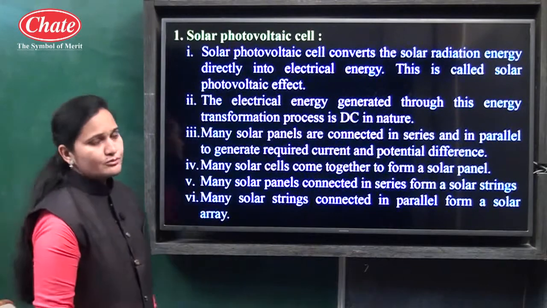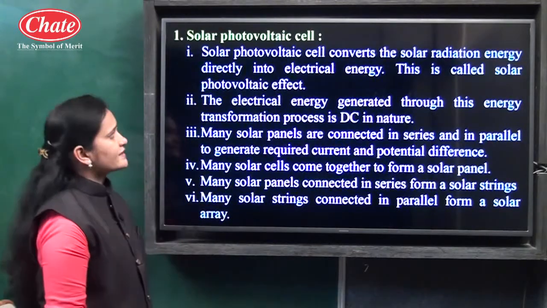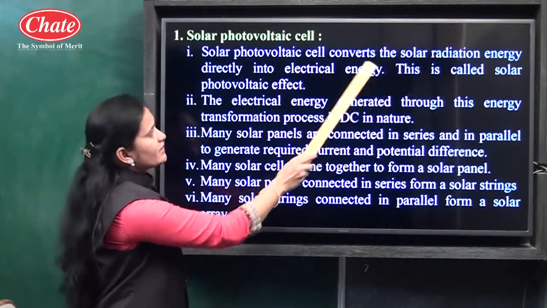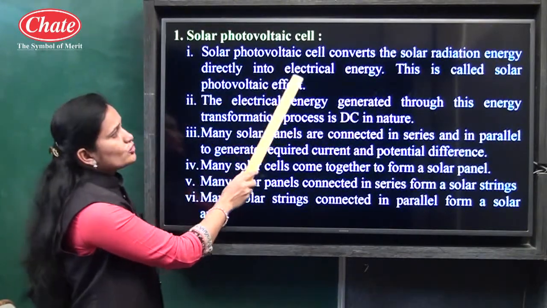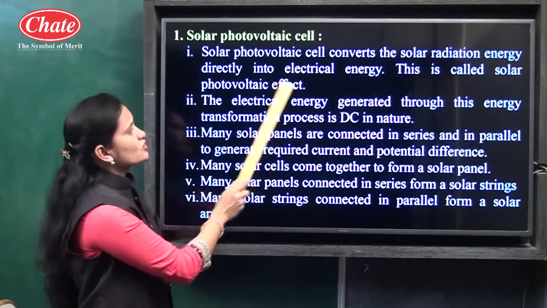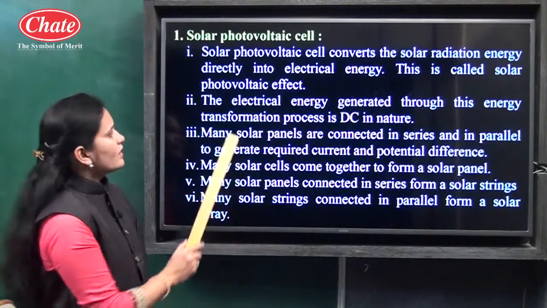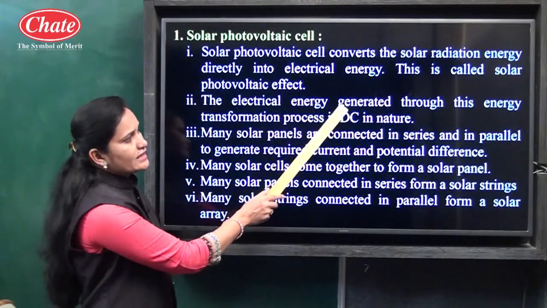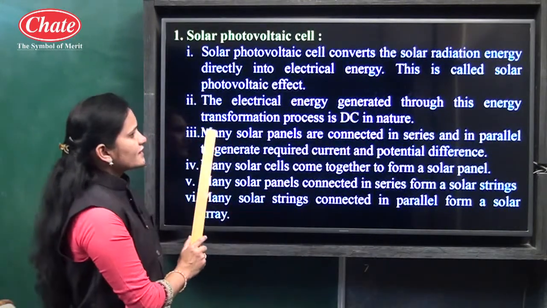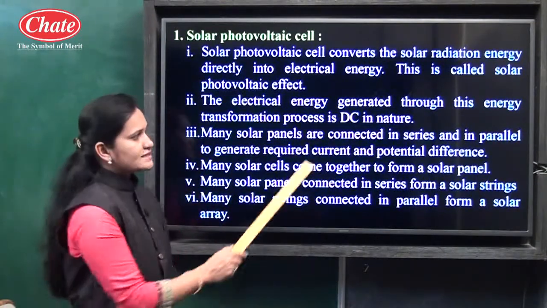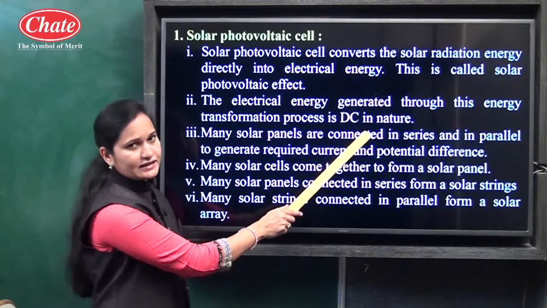Now we will see the information about the solar photovoltaic cell. A solar photovoltaic cell converts solar radiation energy directly into electrical energy, and this is called the solar photovoltaic effect. The electrical energy generated through this energy transformation process is DC in nature. Now, DC means what? Direct current.